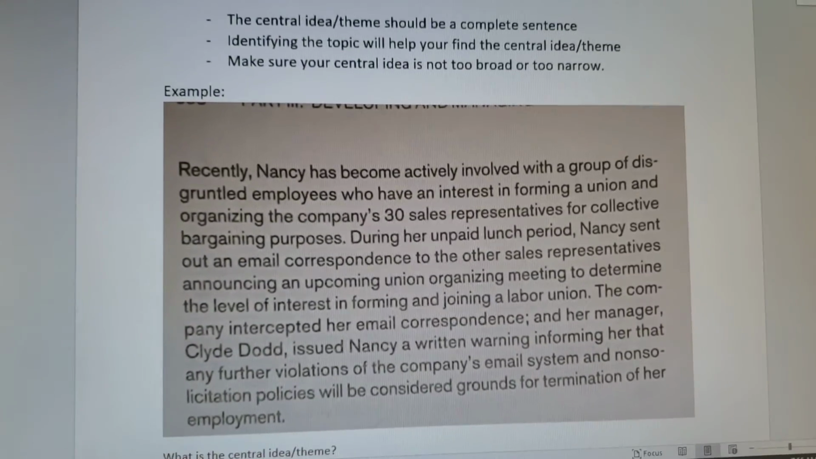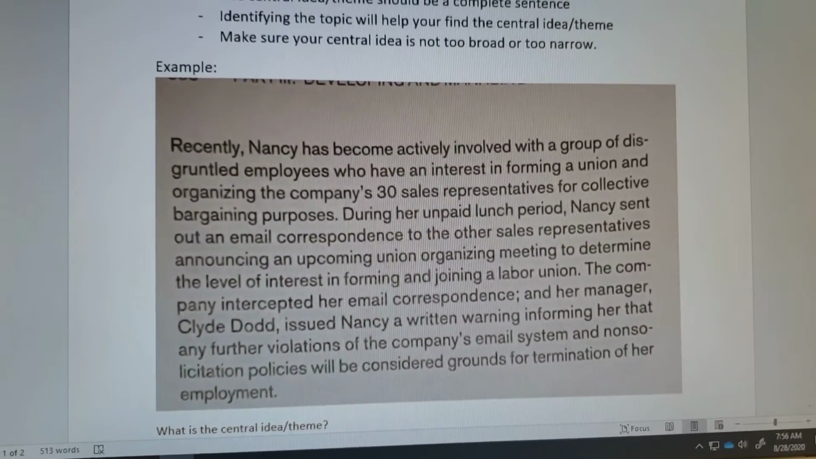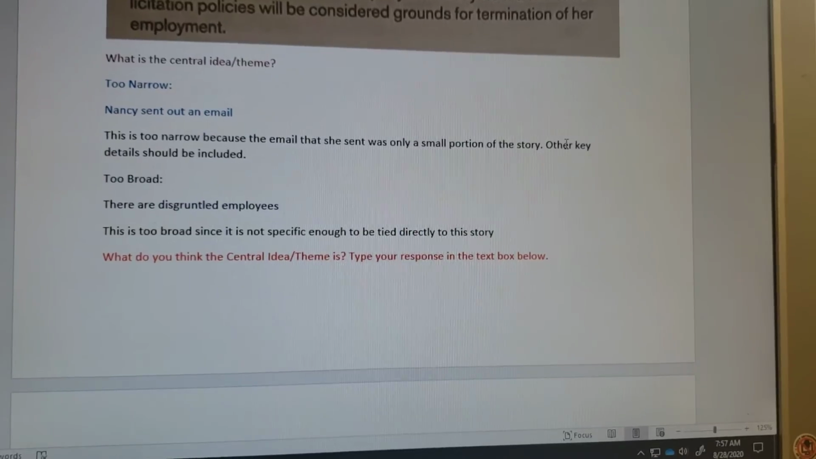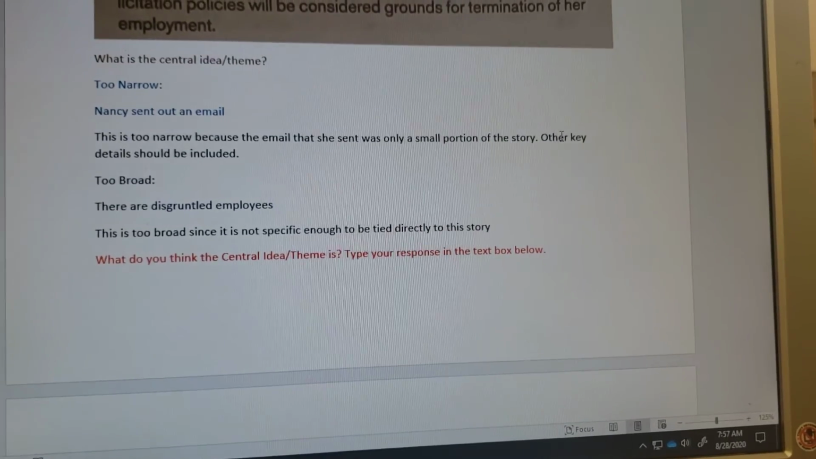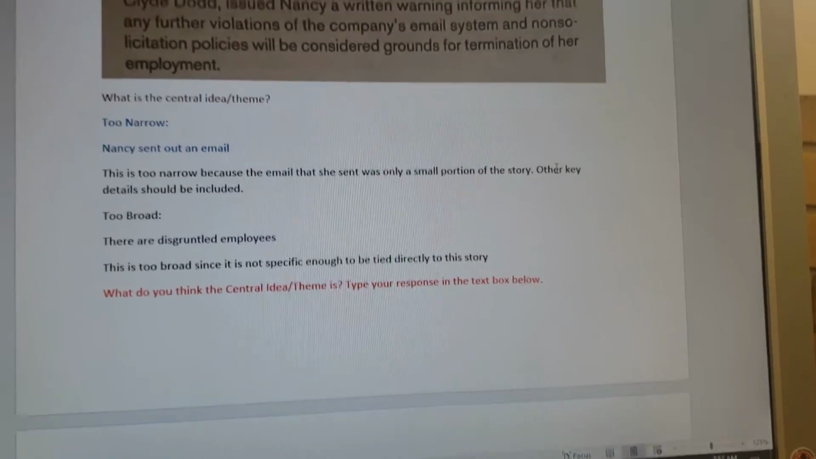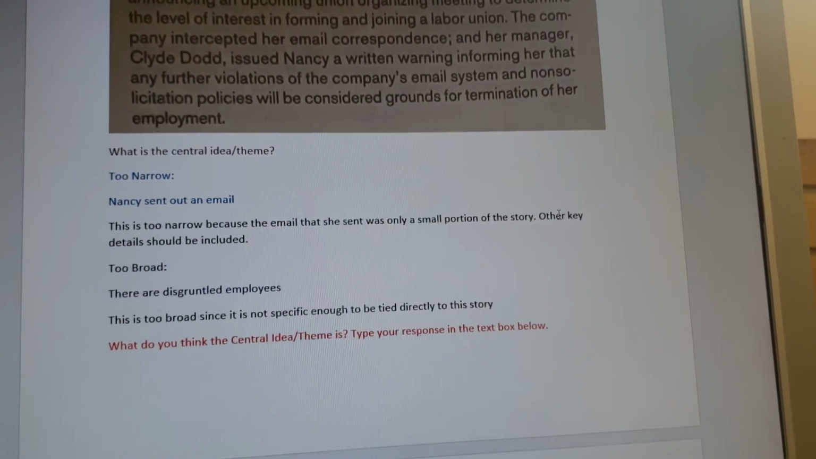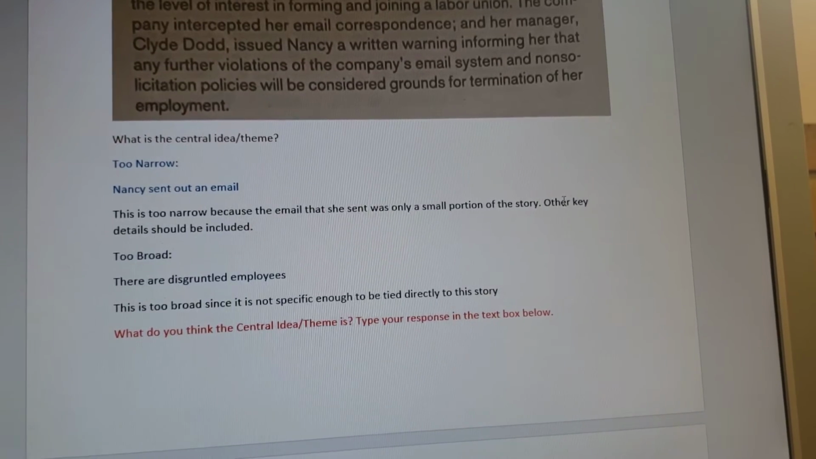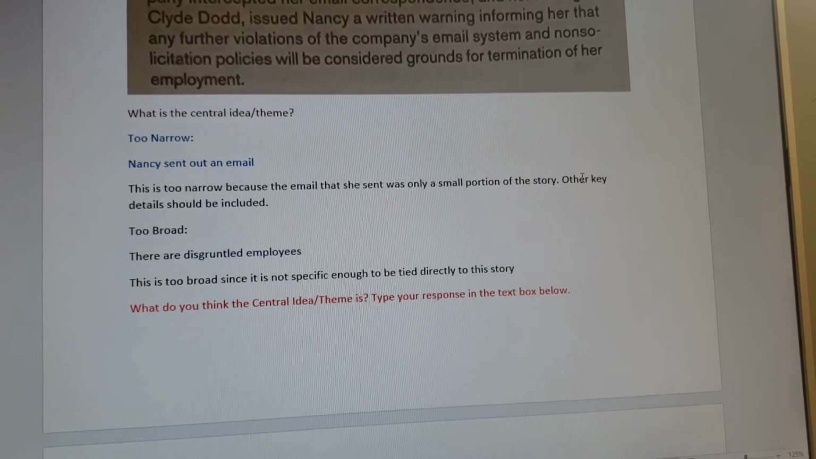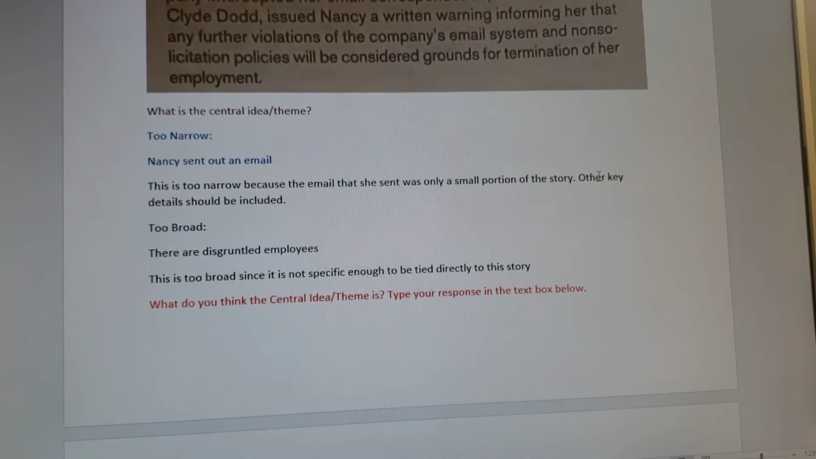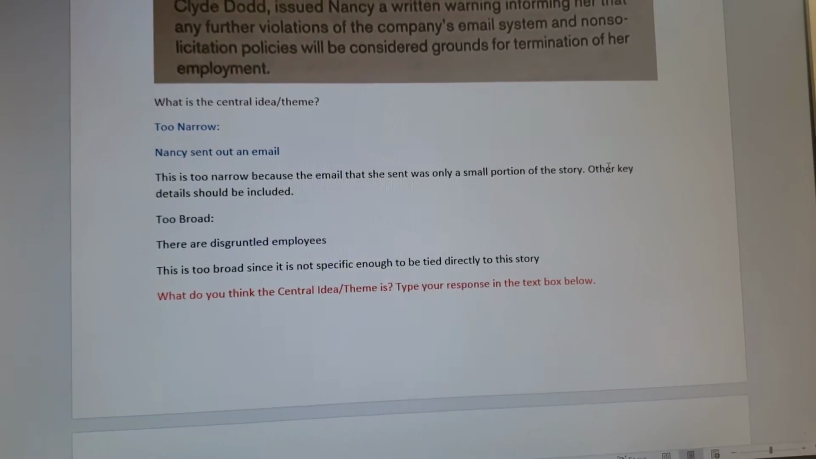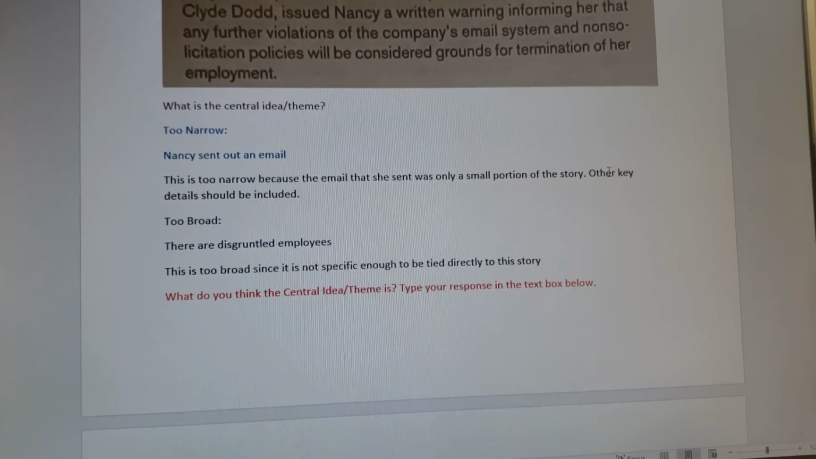All right, so let's take a look at some possible themes for this particular story. All right, so here we have, Nancy sent out an email. That is too narrow. It's true, she did send out an email, but that was only one small portion of the entire story, so it's just too narrow. Too broad would be, there are disgruntled employees. Again, it's true, but that is not really the main point the author is trying to make. It's actually not specific enough to be considered the central idea or theme of the story.